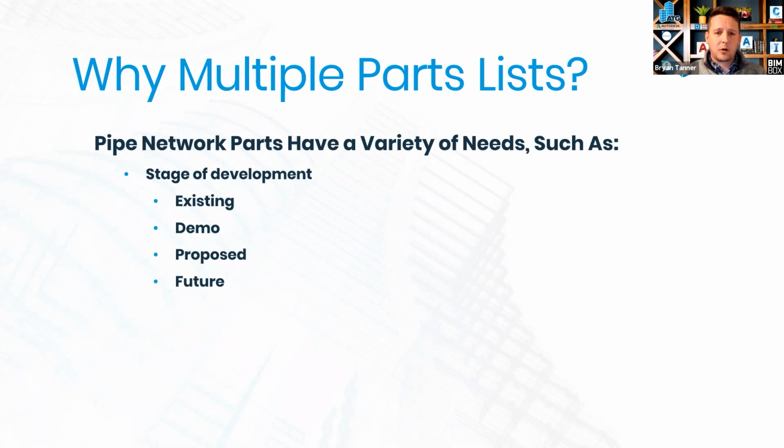Again, I mentioned before on the previous slide that we can have duplicate part sizes for each material type in a given parts list. So if you had 12-inch RCP for existing, demo, proposed, and future, you also have the option of including all of those stages of development for 12-inch RCP in just a single parts list, utilizing the various styles that need to be applied and the naming conventions that need to be applied to those part descriptions.